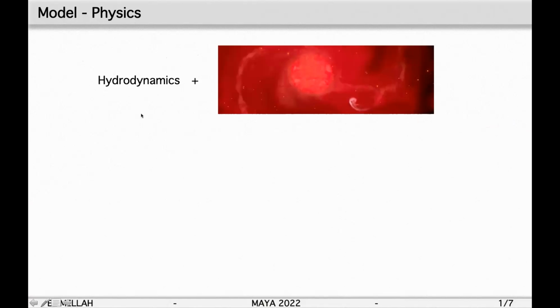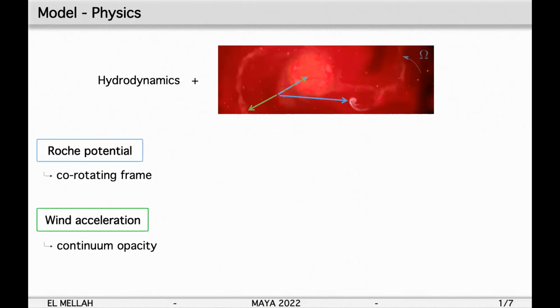I'm going to show you numerical simulations where I solve the hydrodynamics equations in this configuration, where you have a donor star, so either an AGB, red supergiant or red giant, and a companion, which can be a stellar companion or a substellar companion, so potentially a massive planet. Then the forces applied in the simulations are the ones associated with the Roche potential. We have the co-rotating frame, so you have non-inertial forces, and the wind acceleration.